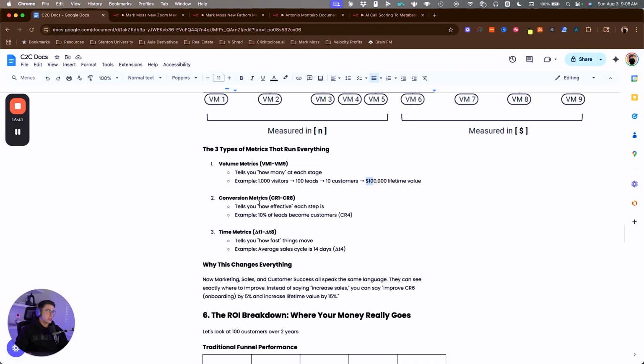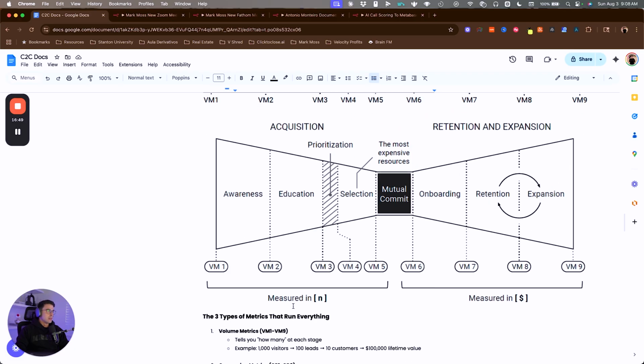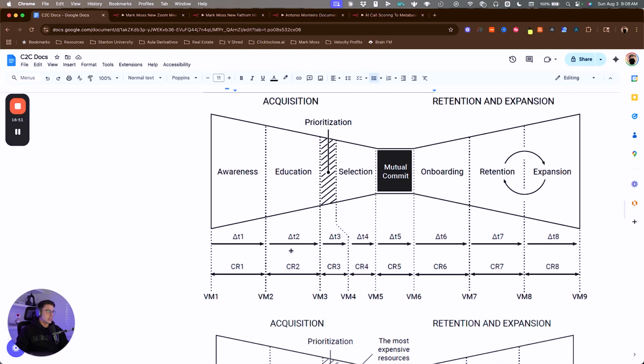The conversion metrics show how effective a stage is. So we've got 10% of leads become customers, which is the lead conversion rate. But you can see that each of these steps has a conversion rate: the opt-in rate, application rate, the number of qualified applications, qualified application rate if you want to track that as well, the booking rate, the show-up rate, the no-show, the cancellation, the close rate, and the booking-to-sale conversion rate as well.